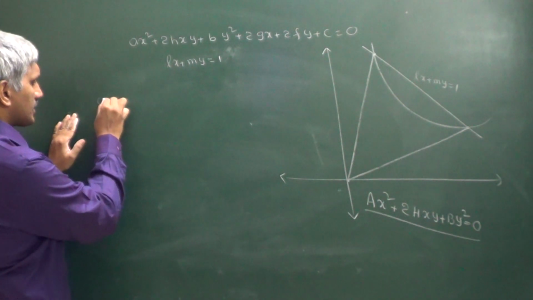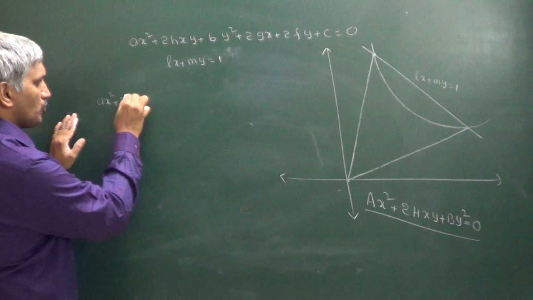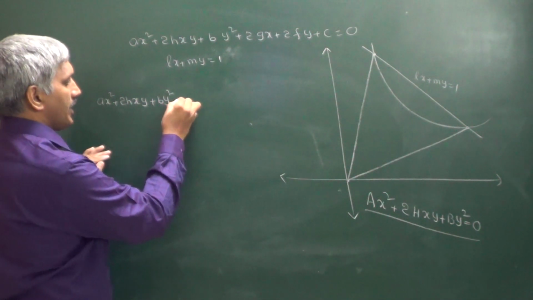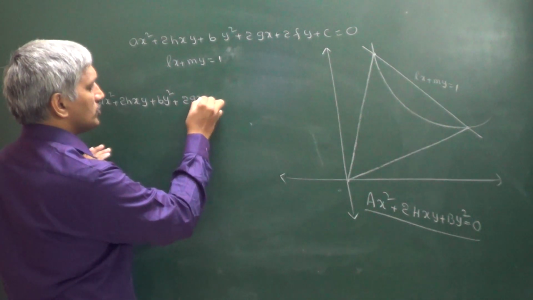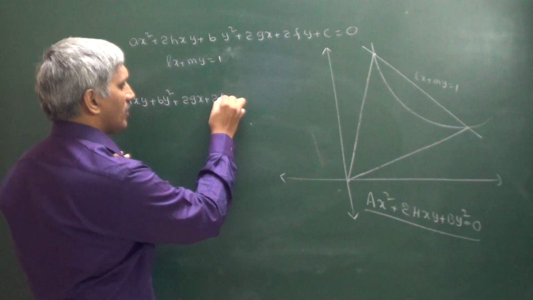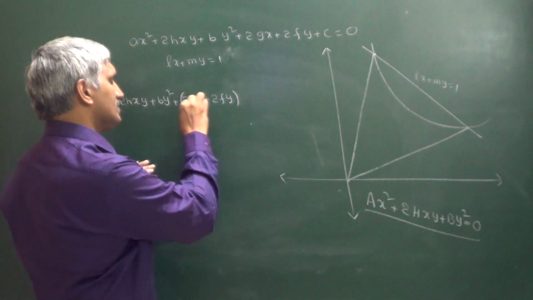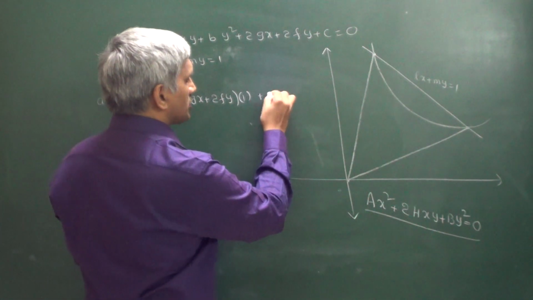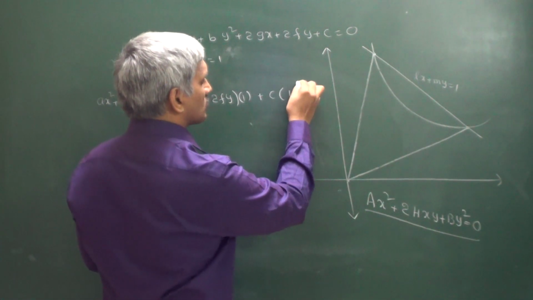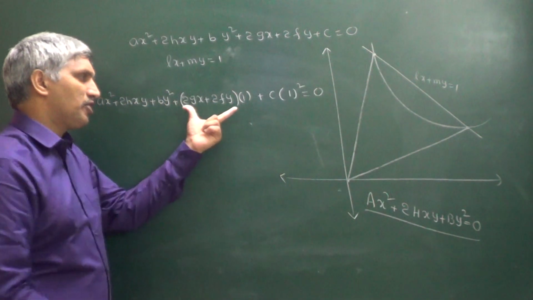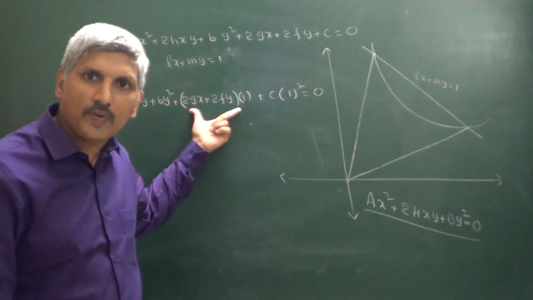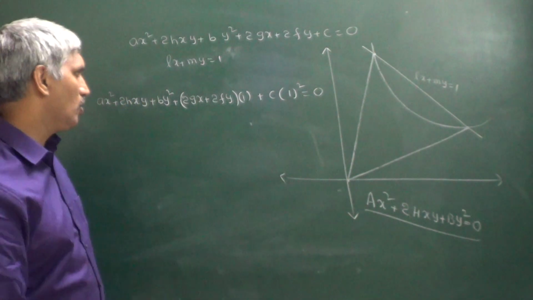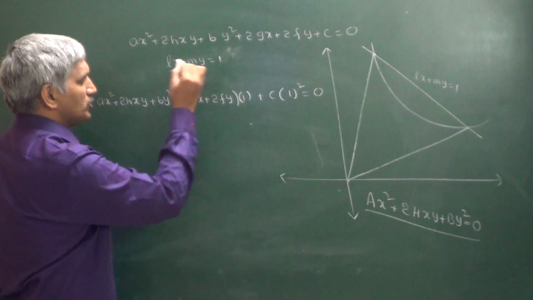Observe here. So ax square plus 2hxy plus by square. Next, the first degree terms 2gx plus 2fy, multiply with 1. Next, the constant term, multiply with 1 square. What we are doing: first degree terms we multiply with 1, the constant we multiply with 1 square. Now, in place of 1, substitute this one.